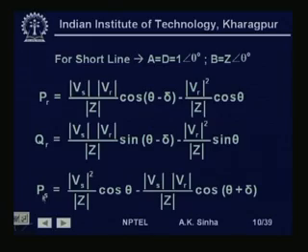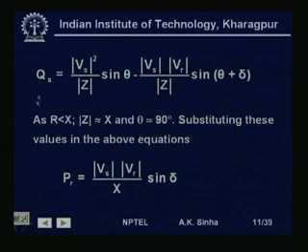For the sending end powers, we can write similar relations for the short line. Ps is equal to Vs square by Z cos theta minus Vs VR by Z cos of theta plus delta, and Qs, the reactive power at the sending end, will be equal to Vs square by Z sin theta minus Vs VR by Z sin of theta plus delta.